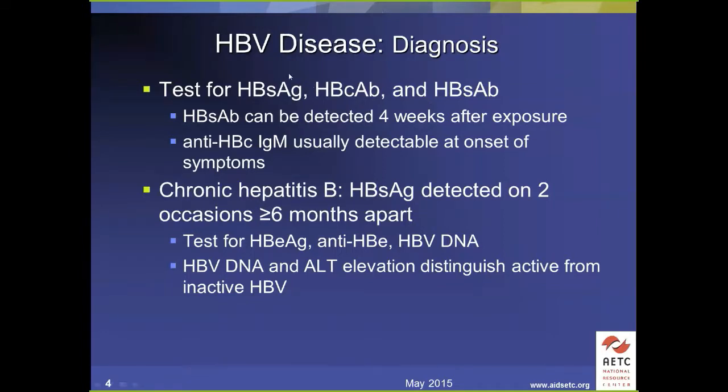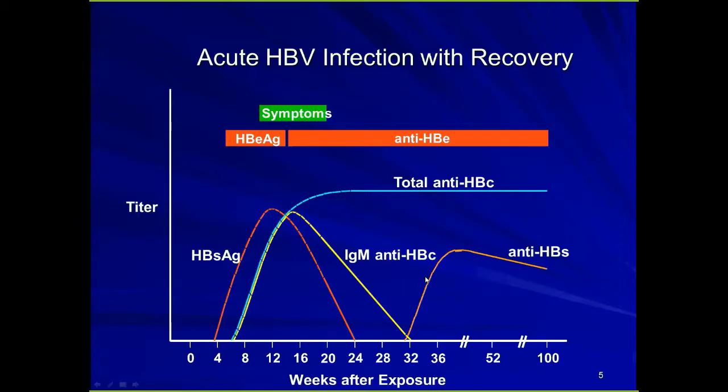But the two big ones are the surface antigen and the surface antibody. And I'll talk about this in a minute. Surface antigen, if it remains positive for more than 6 months, that's considered chronic hepatitis B. And then you go on to do these other tests, including E antigen, E antibody, HBV DNA, etc.